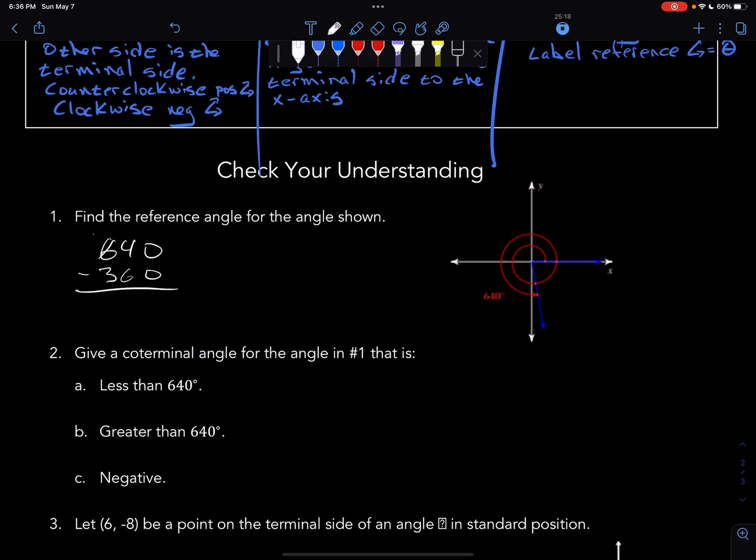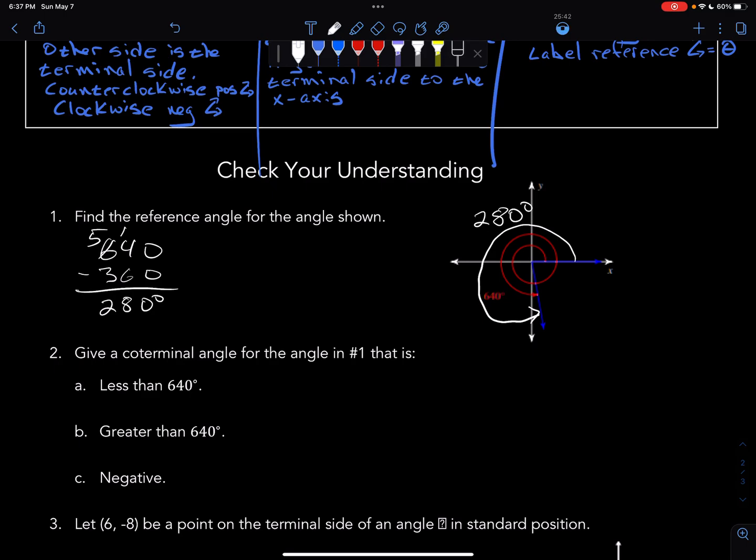When we do that, we end up with 280 degrees. So if we draw 280 degrees, we're starting here on the initial side and going to that terminal side, and this is 280 degrees.